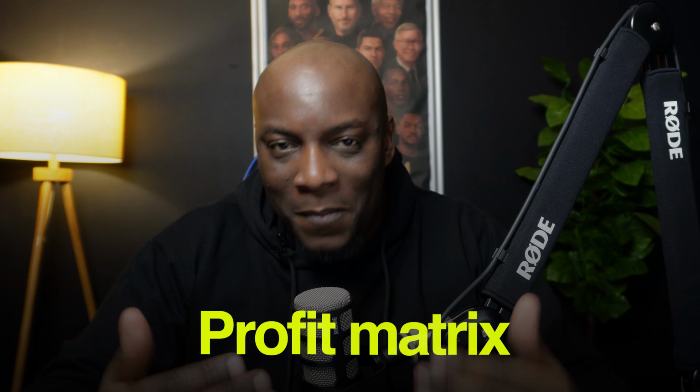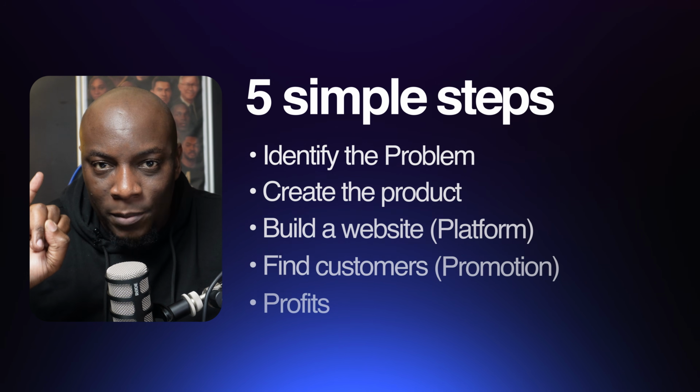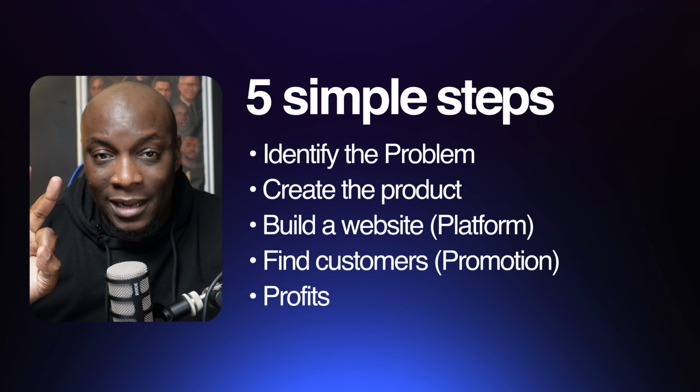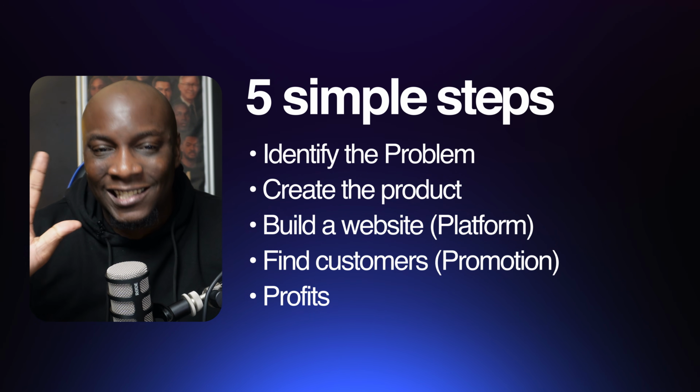Now, everything that I do can just be explained in 5 simple steps that I call the profit matrix. Those 5 simple steps are basically identifying a problem, creating a product, finding a platform where you can sell those products, finding customers, which is your promotion strategy, and then lastly, profits. In this video, I'm going to break down all those different steps so that you are clear on what exactly they mean and how you can implement them.